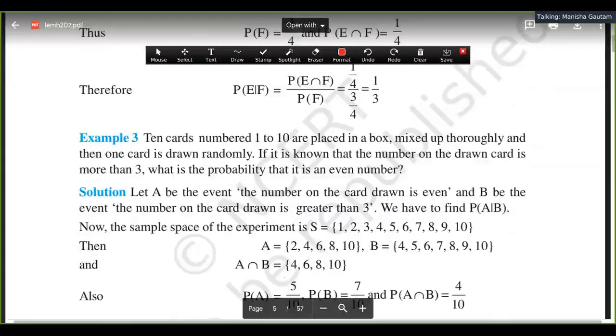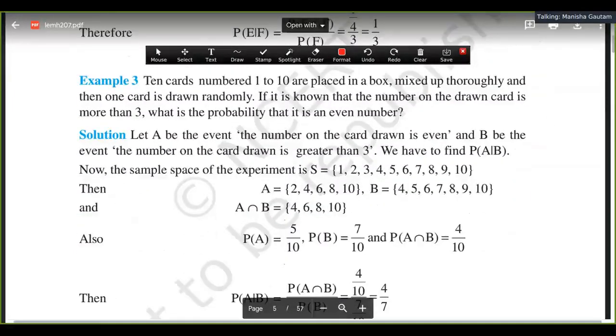Now example number 3. 10 cards numbered 1 to 10 are placed in a box, mixed thoroughly, and then one card is drawn randomly. If it is known that the number on the drawn card is more than 3, what is the probability that it is an even number? Now what is the given one? It is known means what? If it is known that the number on the drawn card is more than 3, this is the given part.